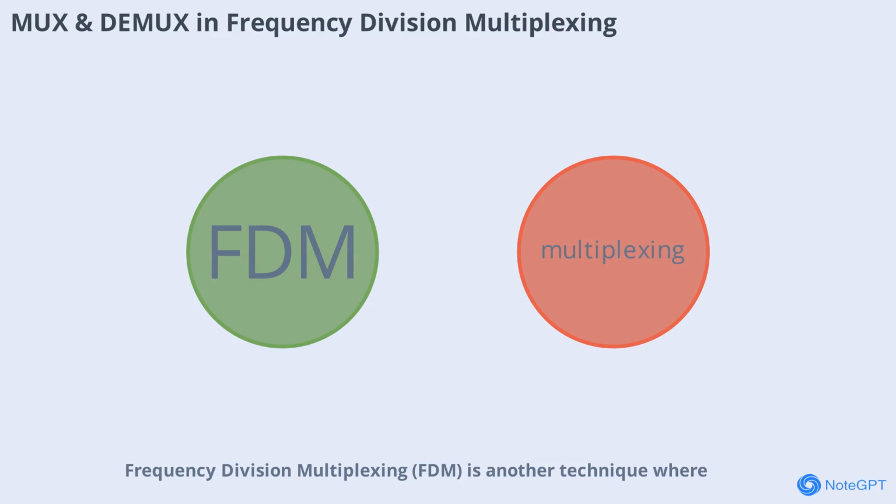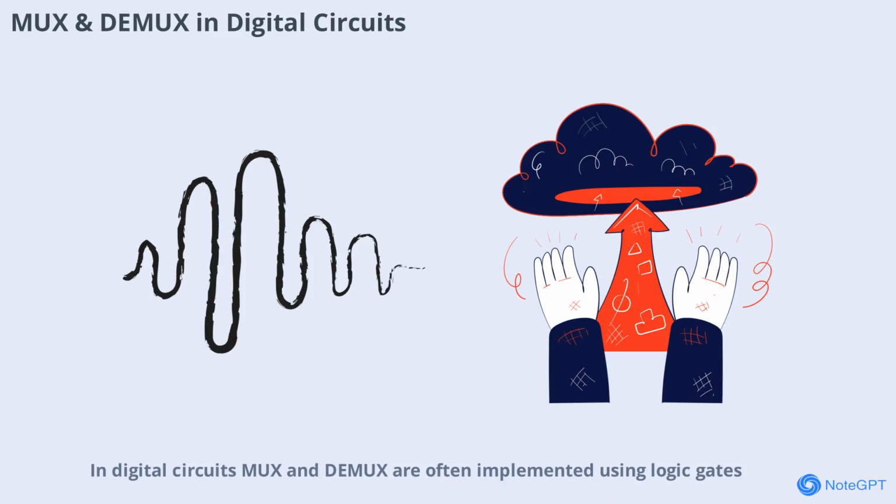Frequency division multiplexing (FDM) is another technique where multiple signals are sent over the same channel, but each uses a different frequency. MUX and DEMUX devices help combine and separate these signals, making FDM possible in radio, TV, and broadband communication systems. In digital circuits, MUX and DEMUX are often implemented using logic gates.